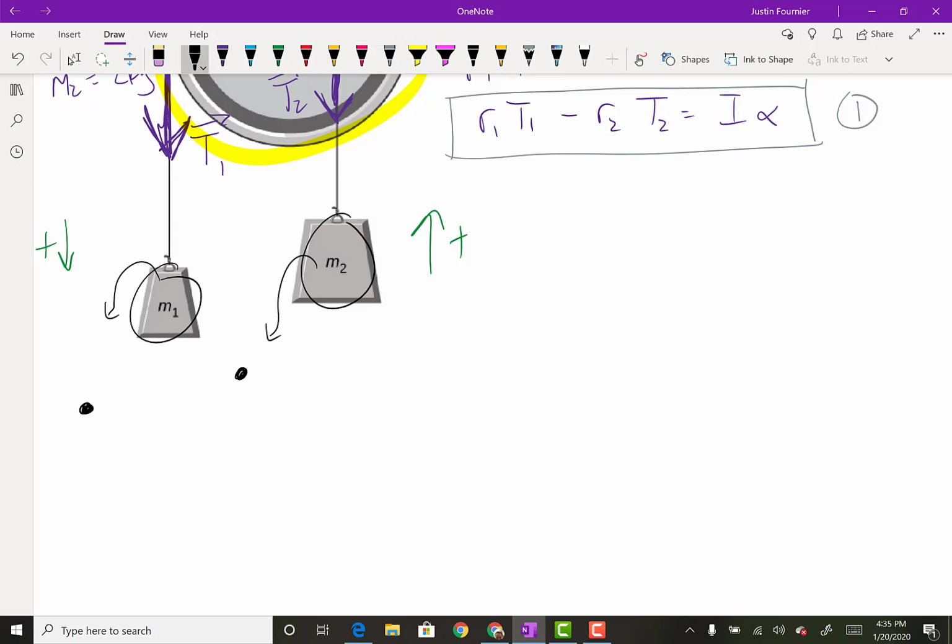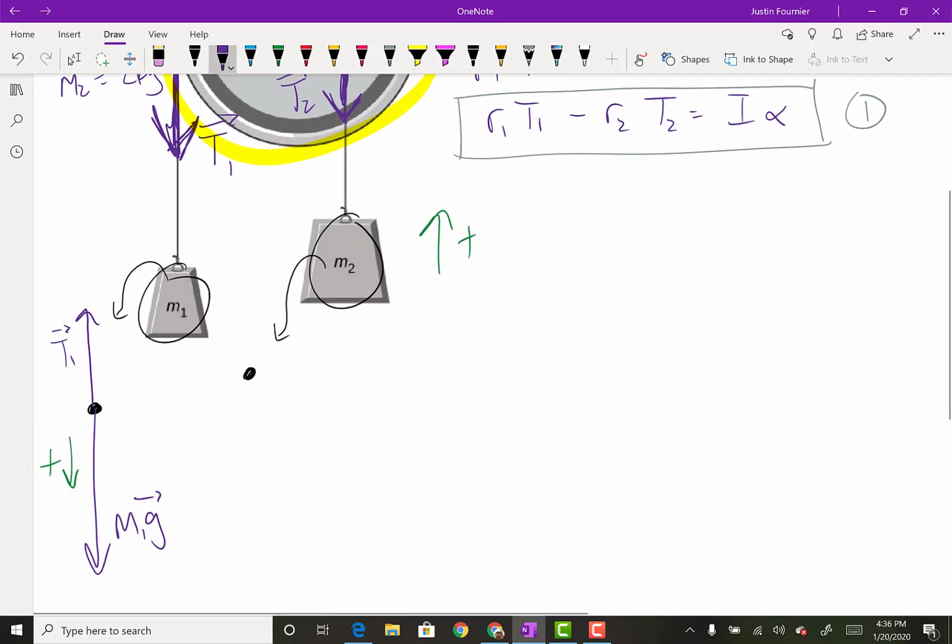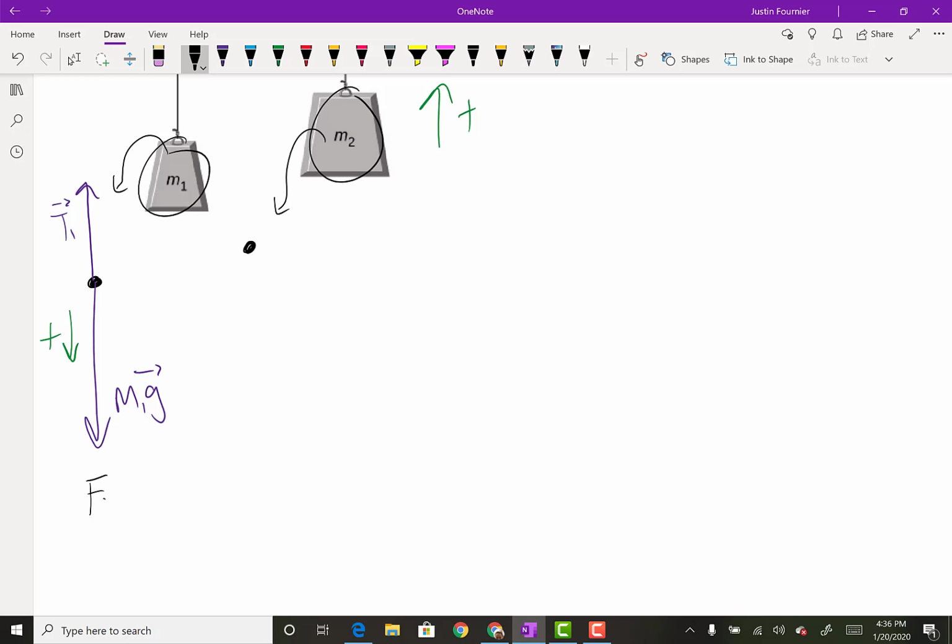So, okay, let's see what this looks like. For M1, a free body diagram would be tension 1 pointing up, and then I think M1G is going to be bigger. If I'm wrong, if it's not bigger, then the acceleration will be negative, and then I'll just switch the acceleration there. So I got tension 1 pointing up, M1G pointing down. But again, the positive direction is downward here. So let's do F net equals MA. This is all for mass 1.